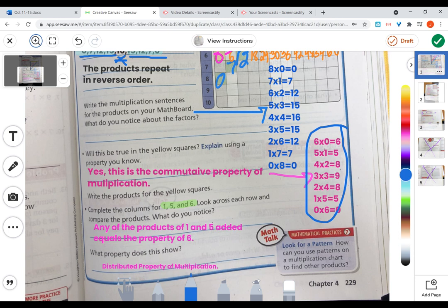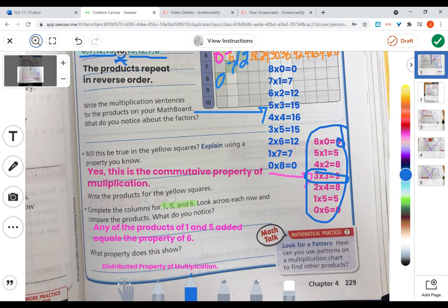You've got your 6 and 0, which should be 0. 5 and 1 is 5, 4 and 2 is 8, 3 and 3 is 9, 2 and 4, 8, 1 and 5 is 5, 0 and 6 is 0. So you can see in the middle there's your repeated 3 and 3, but all of your other products are the same, they're just in reverse order.